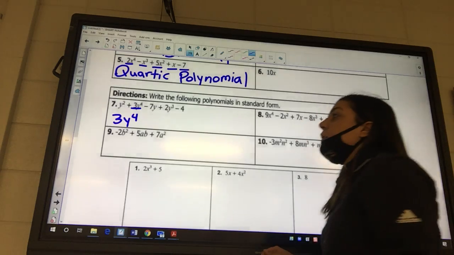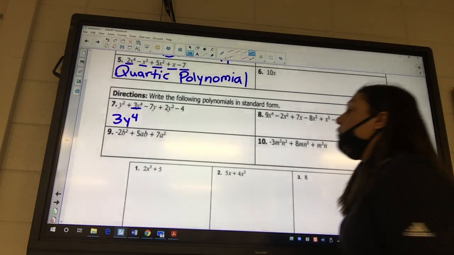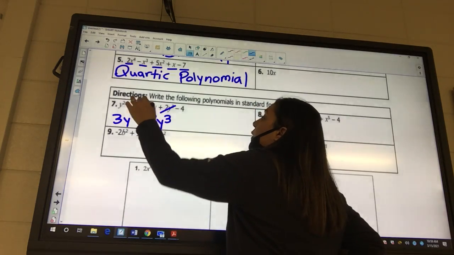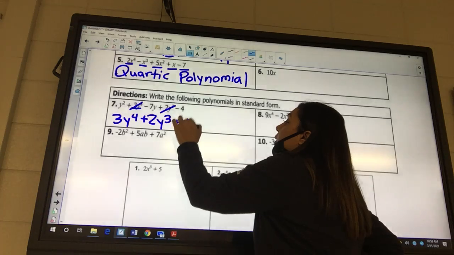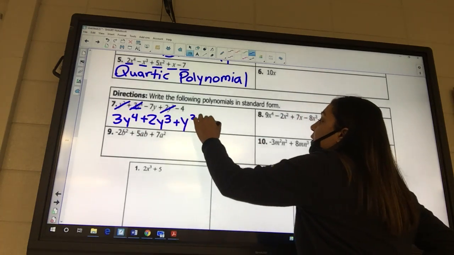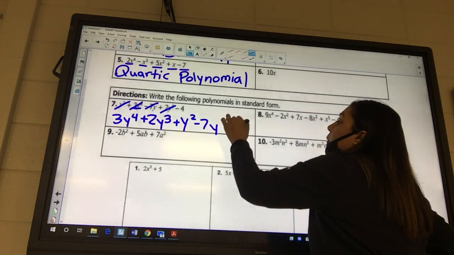What goes next? 2y to the 3rd. Y to the 2nd. Then negative 7y. And then minus 4.